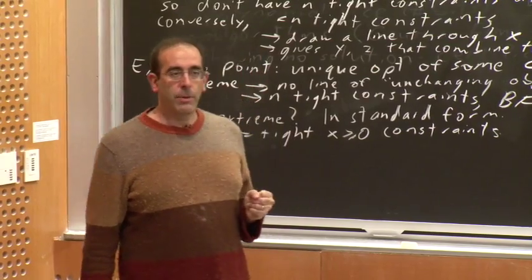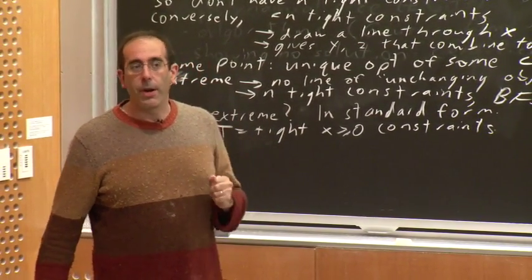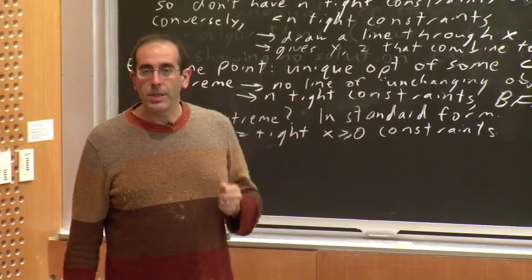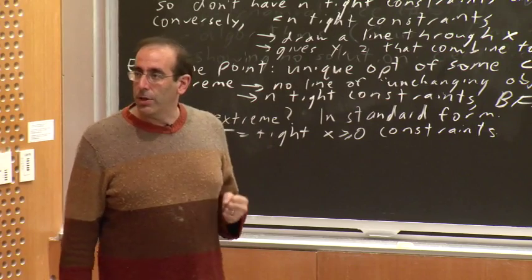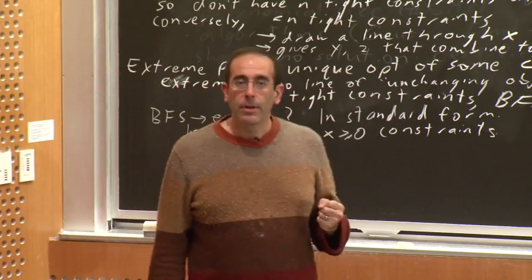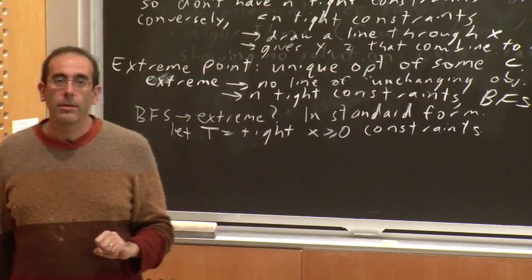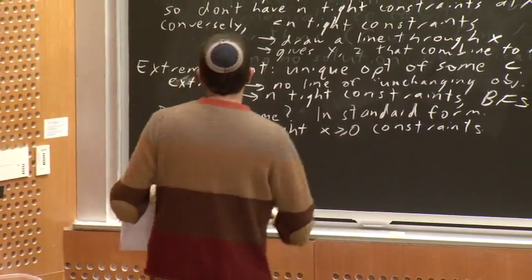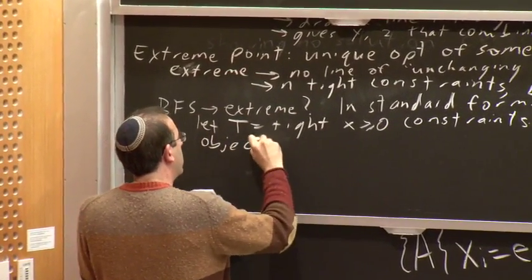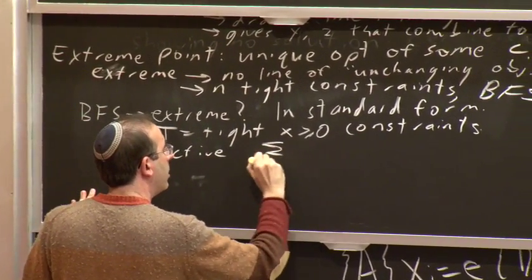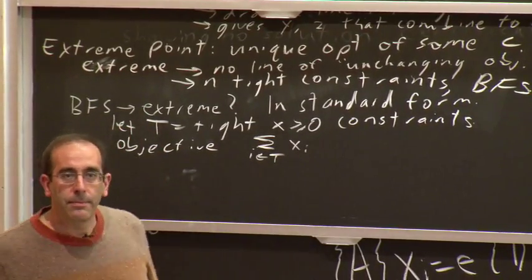What is that objective function going to be? Well, what distinguishes this point? This is the point where all the constraints in T are 0. So if I want it to be the unique optimum, what sort of objective function should I use? Yeah? The sum of those x's. Exactly. So let's let the objective be the sum over i in this tight constraint set of x_i.